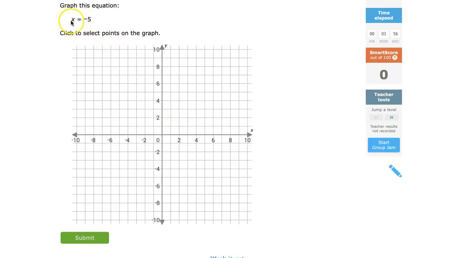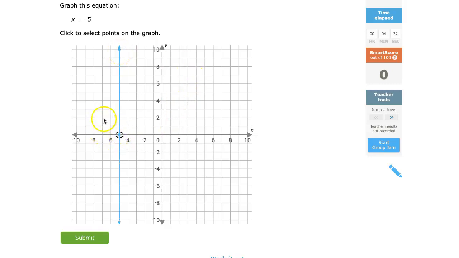So if we see here, this is all going to be based off of if it's x equals or y equals. So whenever you have x equals, that means that it's going to be a vertical line. And the reason is because no matter what the value for y, x is always going to be -5. So you can see as I kind of go along here, -5, that this is going to make this a straight up and down vertical line.